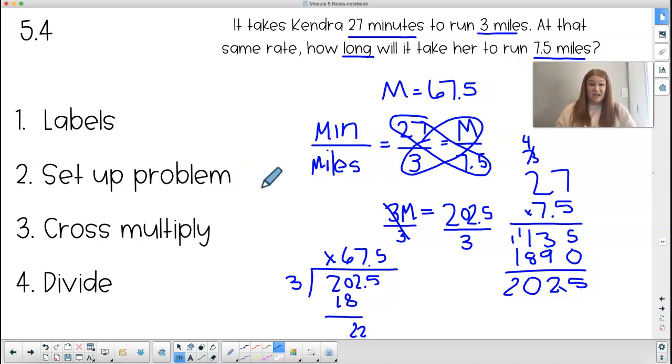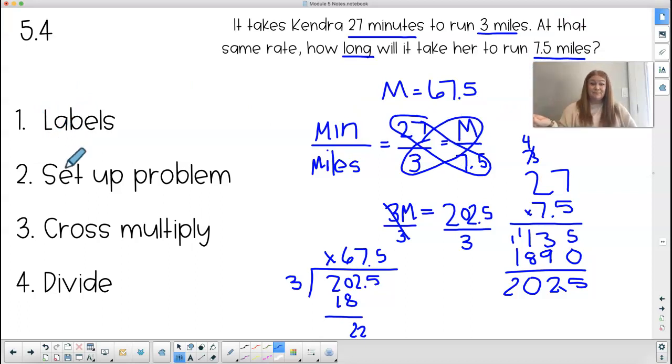So this strategy will work for any problem that gives you a rate and you're trying to find the other piece of it. So you set up your problem here. What are your 2 labels you have? What is the initial information you know, the 2 parts of the rate, this and this? Make sure they are lined up. What's the missing part? Make sure it's lined up with the one you know. What's the other piece you know? Make sure it's lined up.